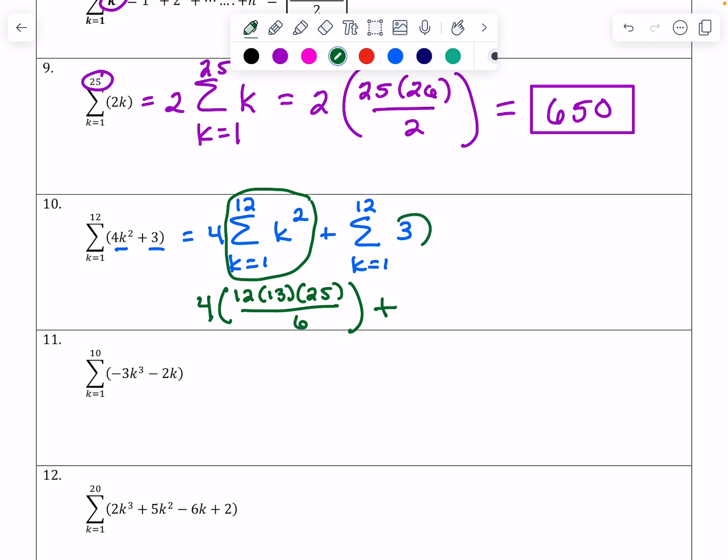Plus, now we have no k in this. So remember, that's going to be 3 plus 3 plus 3 plus 3 plus 3 all the way up for 12 times. So we can just do 3 times 12. And then again, putting that into your calculator, you can figure out that we get 2,636.